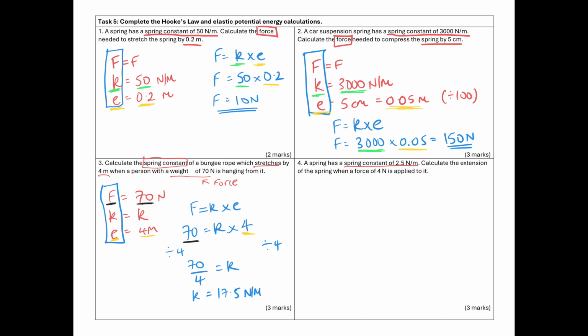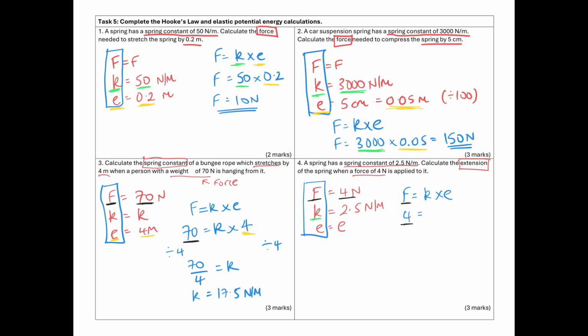For number 4, we've got the spring constant, this time we're calculating the extension, and now we've got the force of 4 newtons. F equals 4, K is the 2.5, and E is the unknown, so that's going to stay as E. We now again need to choose the right equation that has F, K and E in, so force equals spring constant times extension.